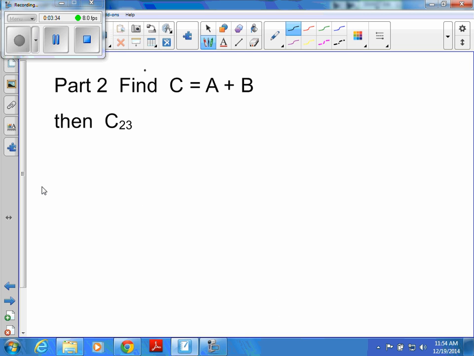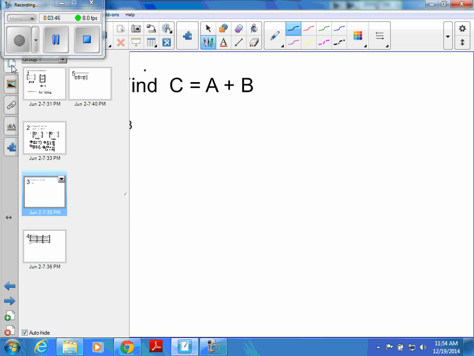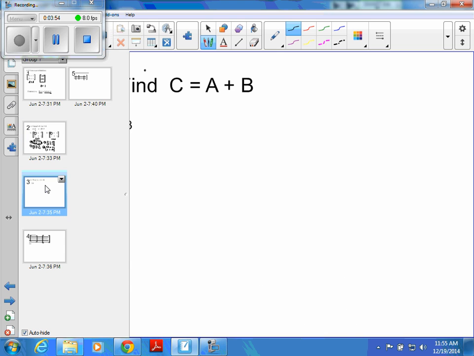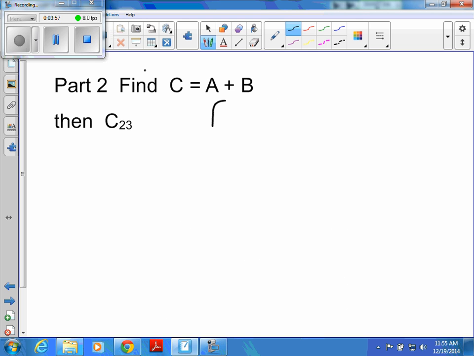In the last one, we found C, which is equal to A plus B, and we did that already in the last part. What was the answer for A plus B? The answer to A plus B is this right here. I went back to it. It's 8, 2, 7, 5, 5, 1. I'll copy that over here so that you see that A plus B is 827551. All they want you to do is C23.